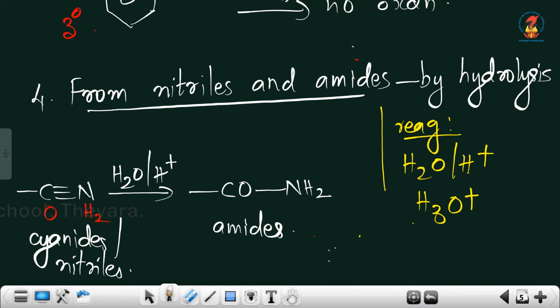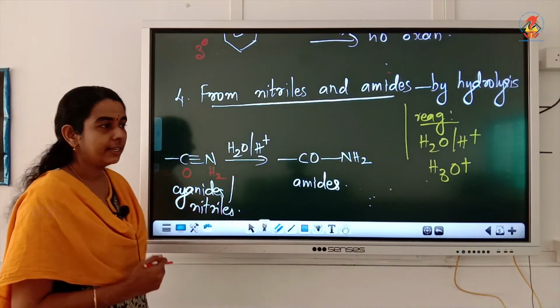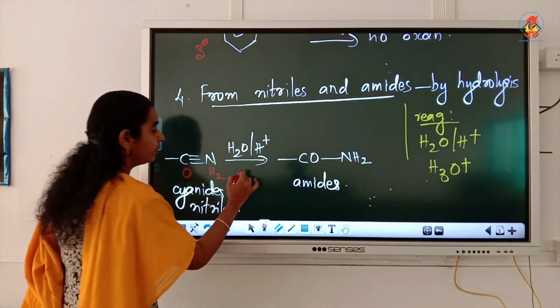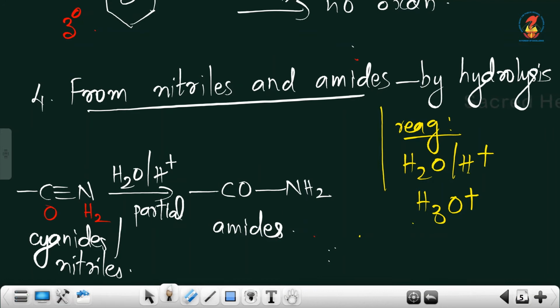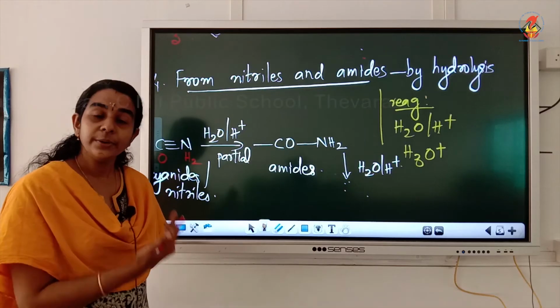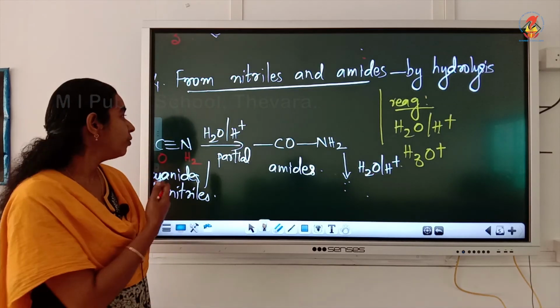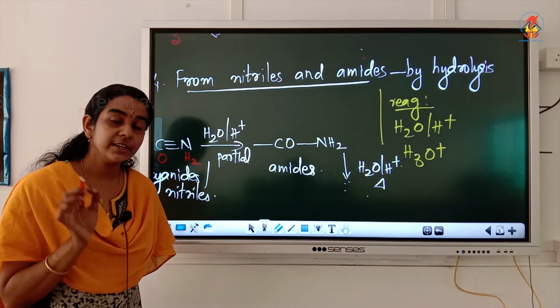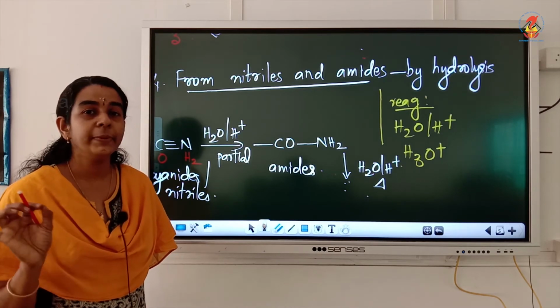And this is only partial hydrolysis. So cyanides are partially hydrolyzed to amides, which on complete hydrolysis, again with the reagent H2O, H plus, give the acid. In order to undergo complete hydrolysis of cyanides, we have to heat it. Only if there is heat can cyanides undergo complete hydrolysis.